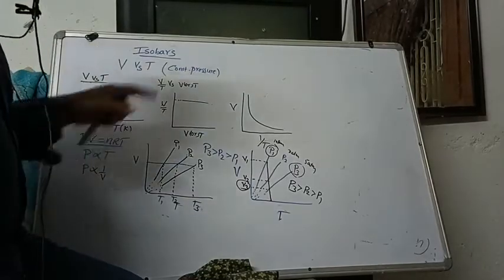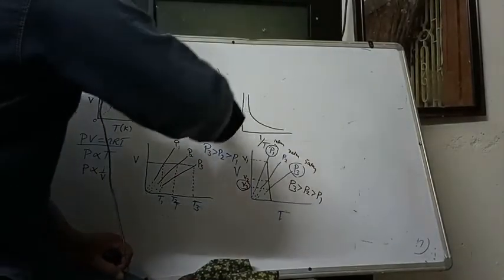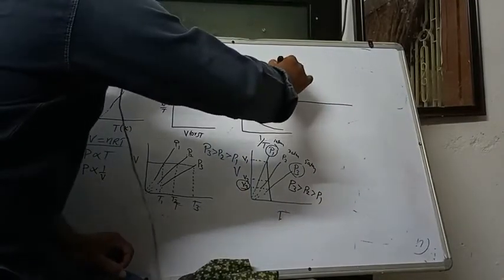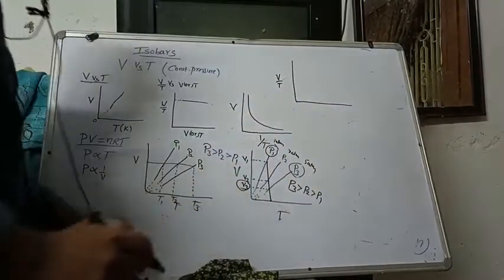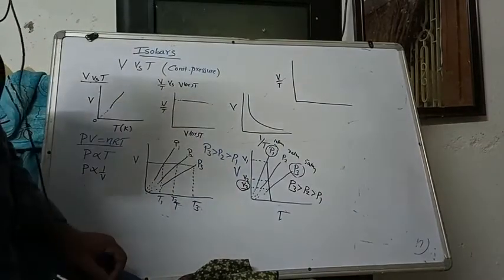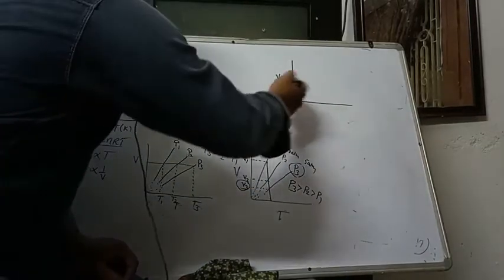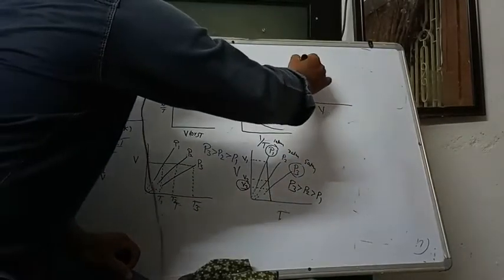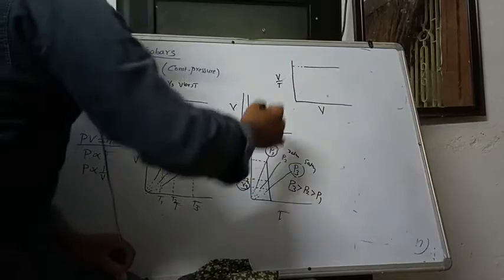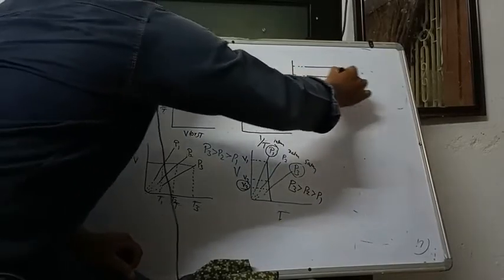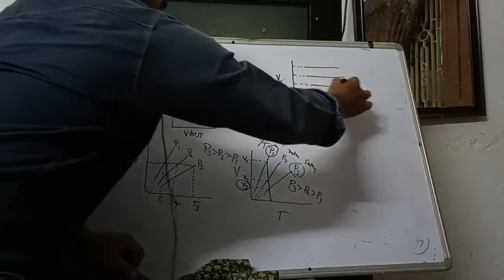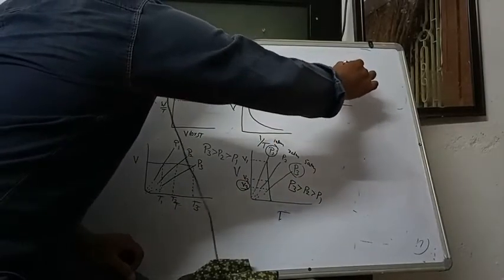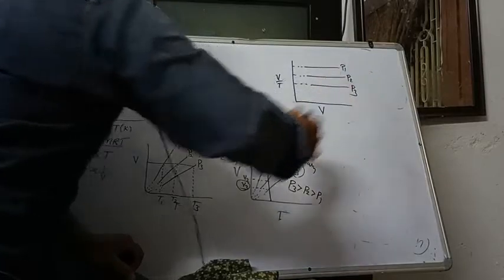Okay, so just like we can explain the various graphs. Similarly, if you are coming to this graph, V by T versus, here volume or temperature, any term we can take. Here I am taking that volume. What is the graph here? This is P1, this is P2, and this will be P3.